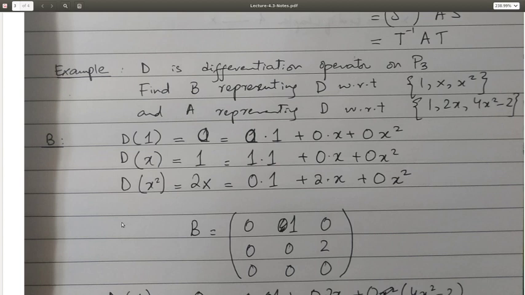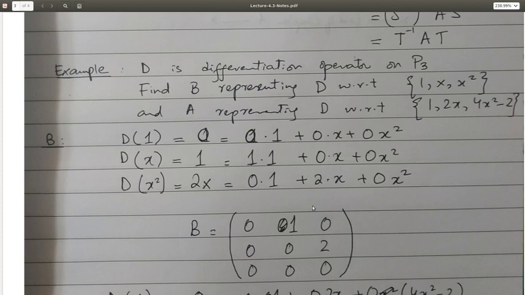Okay, so let's go through the example. D is the differentiation operator on P3. P3 are the polynomials of degree less than 3, which means they are quadratic polynomials or polynomials of lower degree than quadratic. Differentiation is a linear transformation, and we want to represent differentiation on polynomials of this vector space using some matrices.